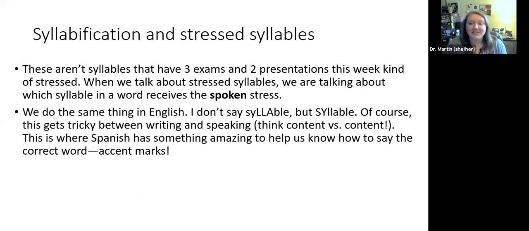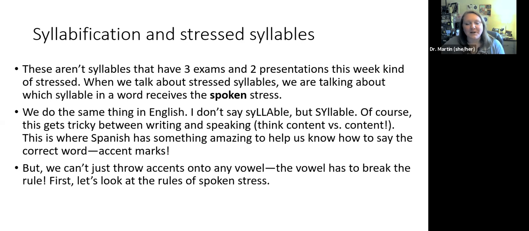So take a look at those next 2 words. They're spelled the same, but we say them differently. We say content and content. In Spanish, though, there's something amazing to help us know how to say the correct word. These are accent marks. All right.